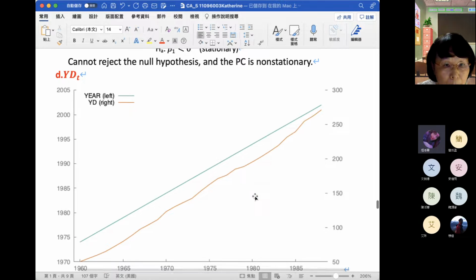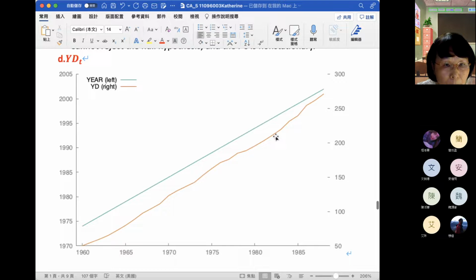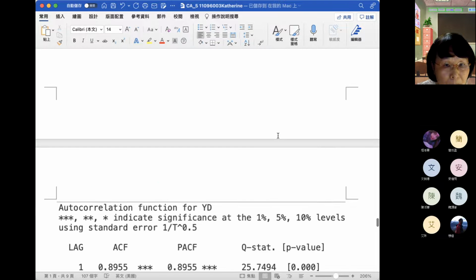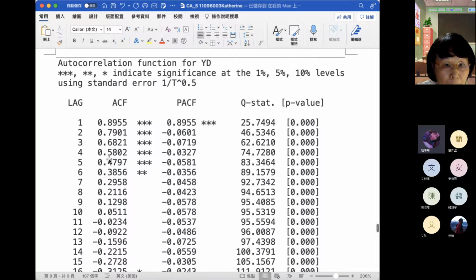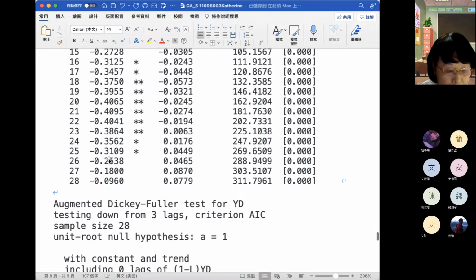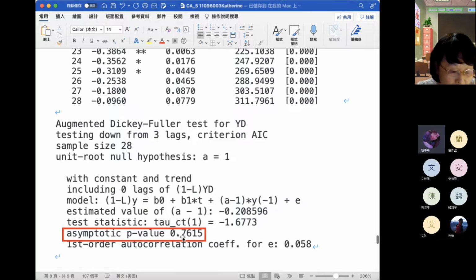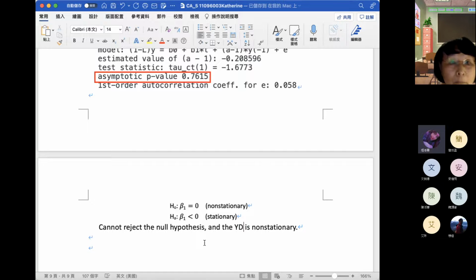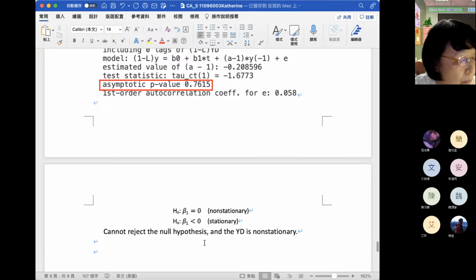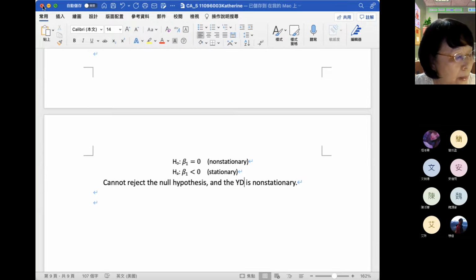And last one, the graph for YD. The autocorrelation function for YD shows the number is 0.8955. And here, the p-value is 0.7615. It still cannot reject the null hypothesis, and YD is non-stationary too. So that is for my presentation. Okay, thank you very much.